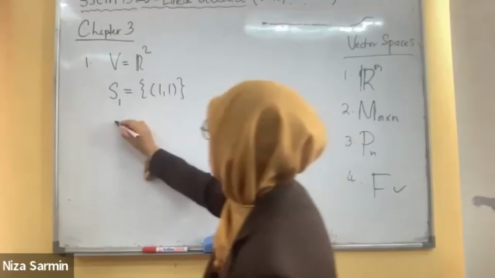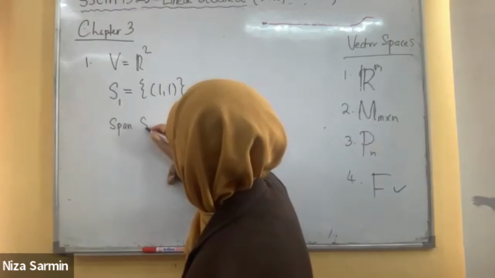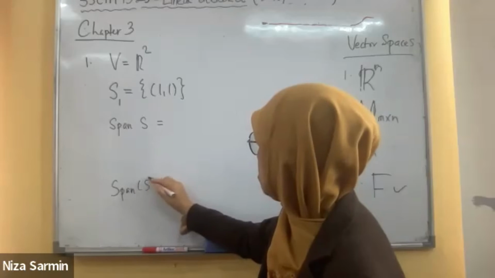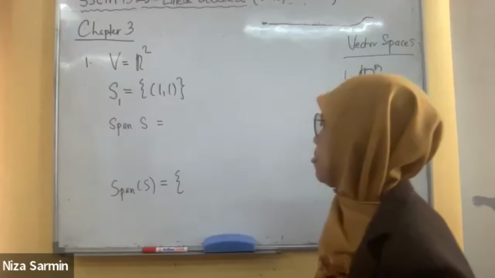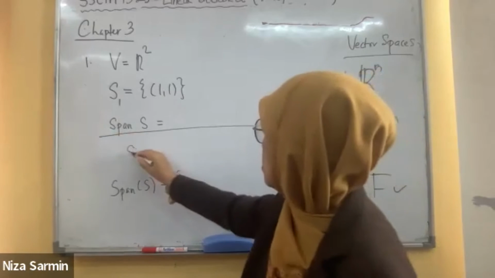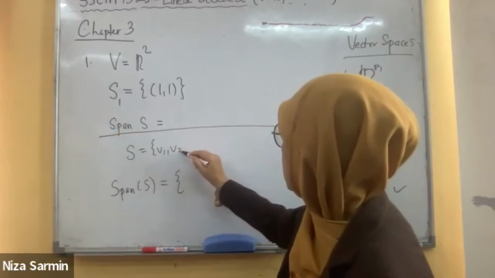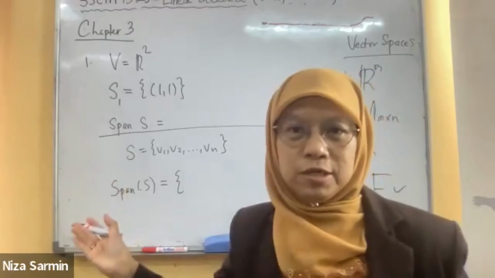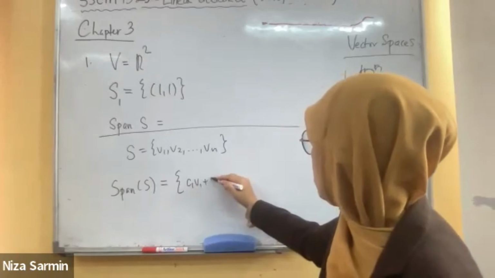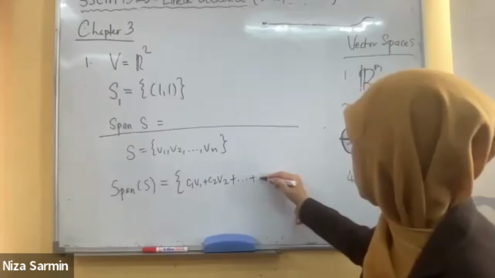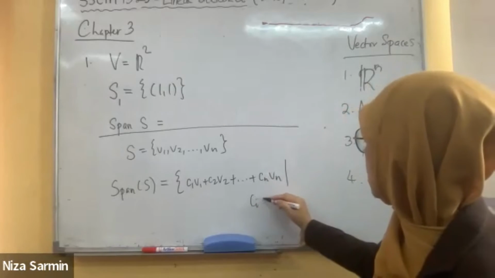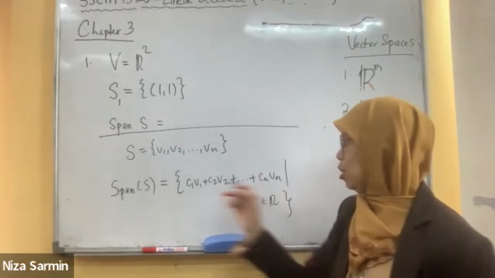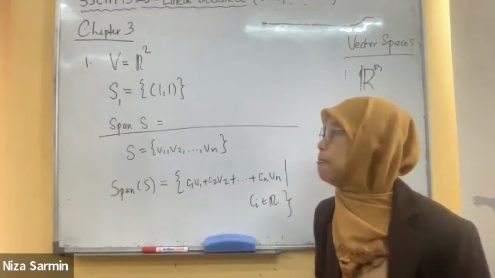If you want to see what span S is, you have to know what span S means. If S is V1, V2 until Vn, the span is the linear combination of all. So it's C1 V1 plus C2 V2 plus Cn Vn, Ci in R. And I don't give you the Ci, so it's all linear combinations. That is the span. Okay.